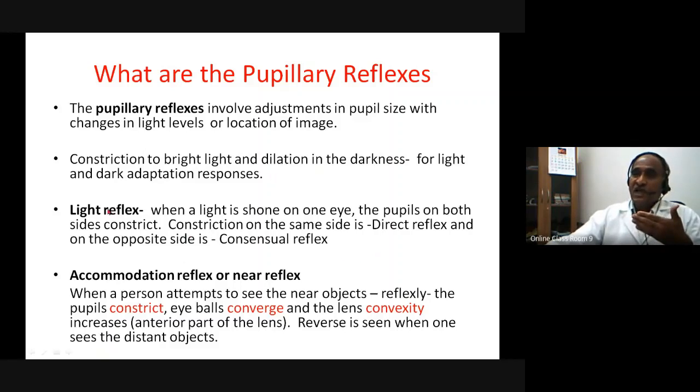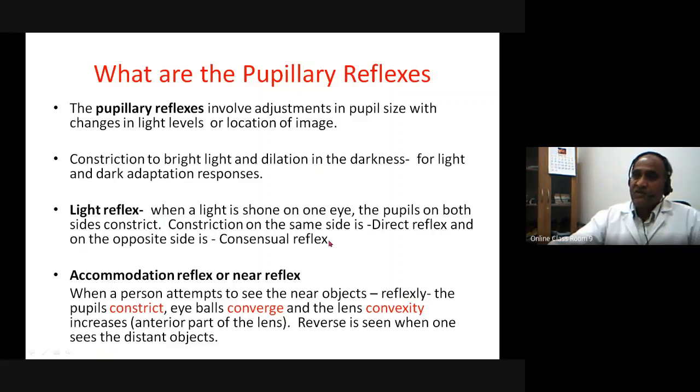Then comes the light reflex. When a light is shown on one eye, the pupils of both eyes constrict. The constriction of the pupil on the same side is known as a direct reflex, and the constriction on the opposite side, the contralateral side, is known as a consensual reflex. I will explain why the direct and consensual reflex.